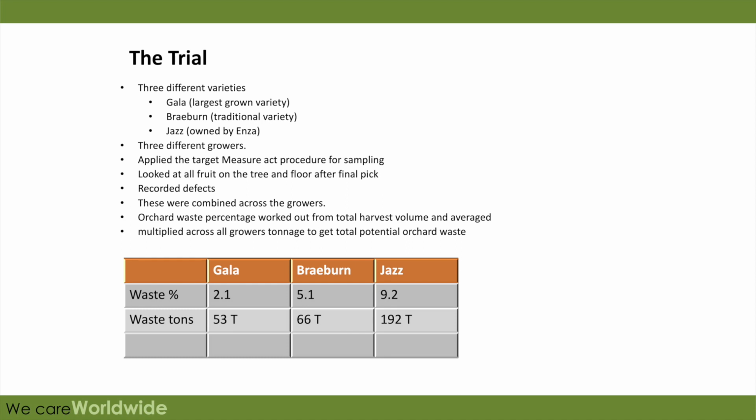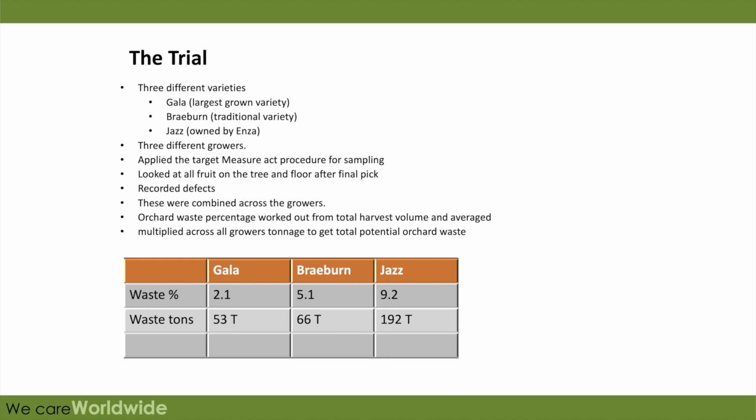We recorded all the defects on the target, measure, act, and from that we then combined across all the growers to get an average and then work out how much potential waste was in all of these areas. So as you can see from the chart at the bottom, the Gala had the lowest waste, but still had 53 tonnes worth of waste that we could have used.